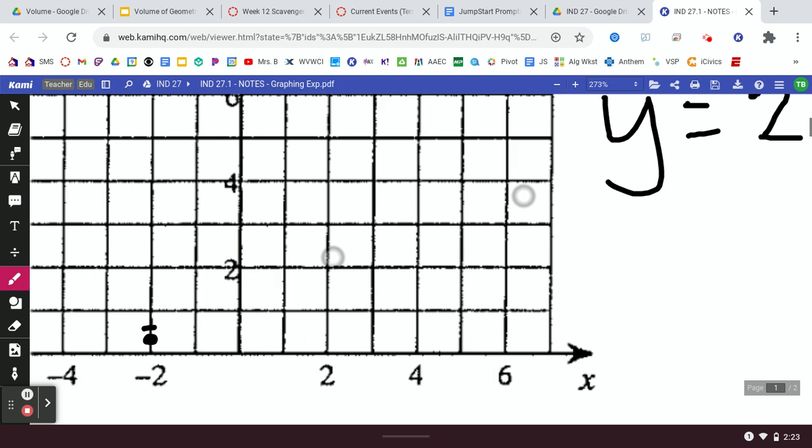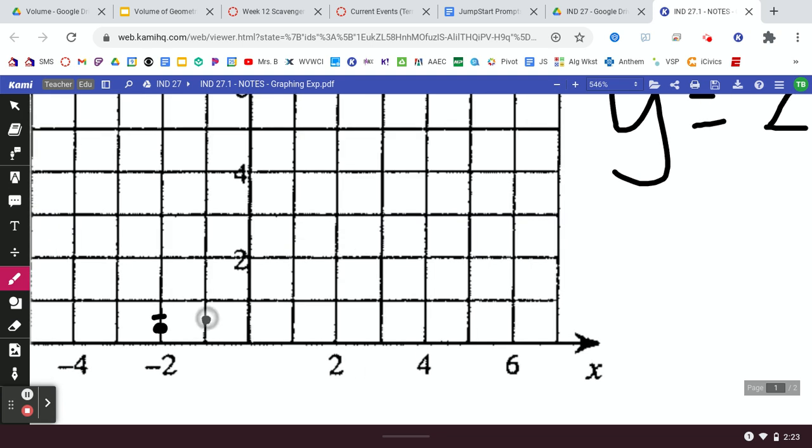Our next point was -1, 1/2. So I'm going to go backwards -1, up 1/2. So that's going to be about right there between 0 and 1. Then our next point was 0, 1. So that's there. Our next point was 1, 2. Is that right? And then 2, 4.